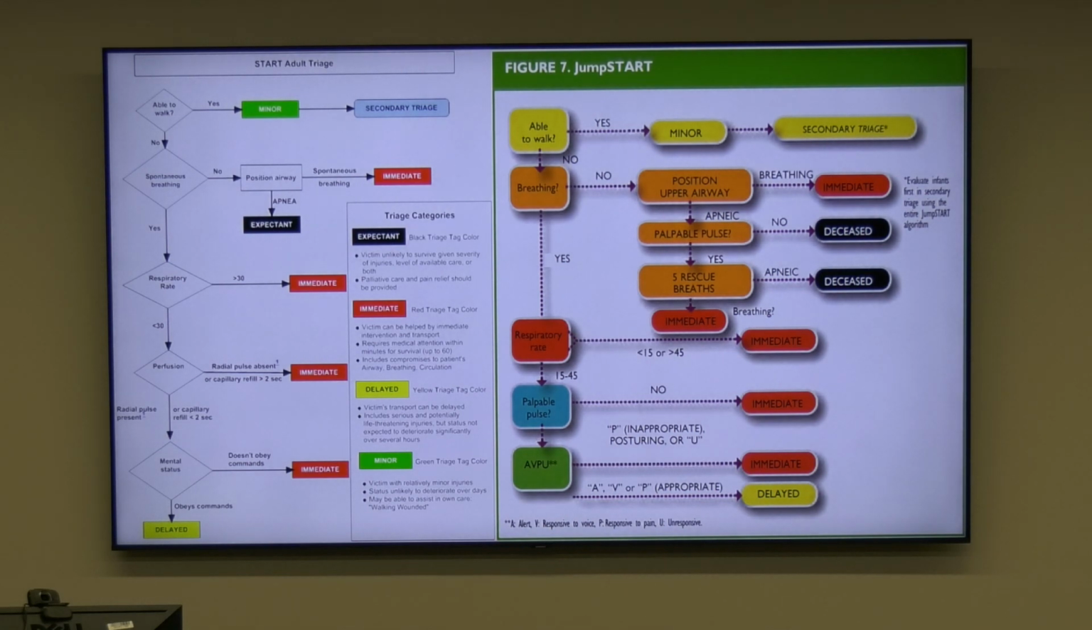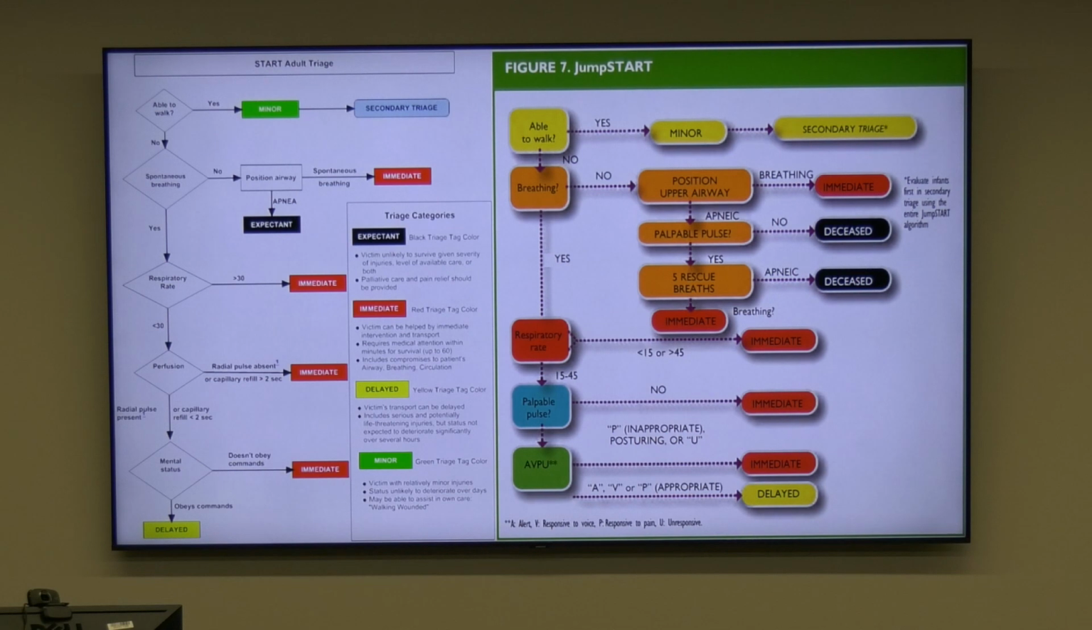So here are two algorithms that are used for adult and pediatric triaging. The START method is for adult triaging, and the JumpSTART is usually for pediatric patients. This comes into play for the medical triage, like we mentioned earlier, and provides a really good way to assess patients quickly and determine their needs as quickly as possible.